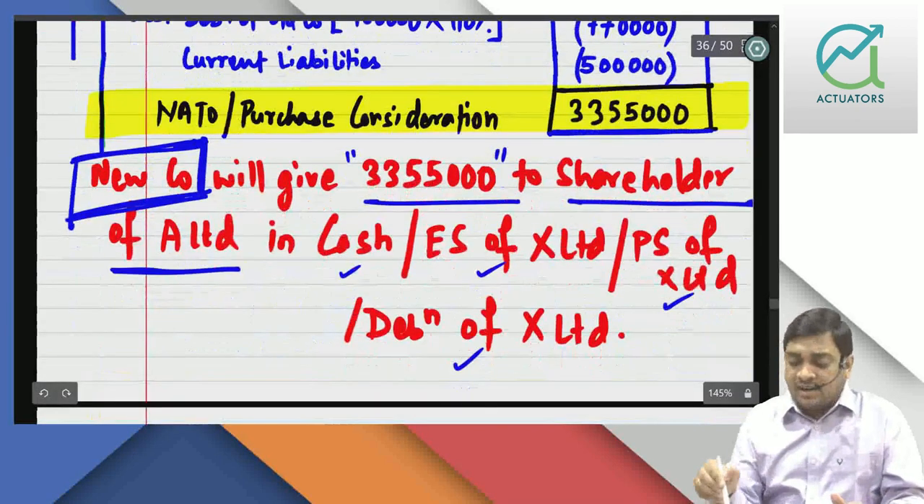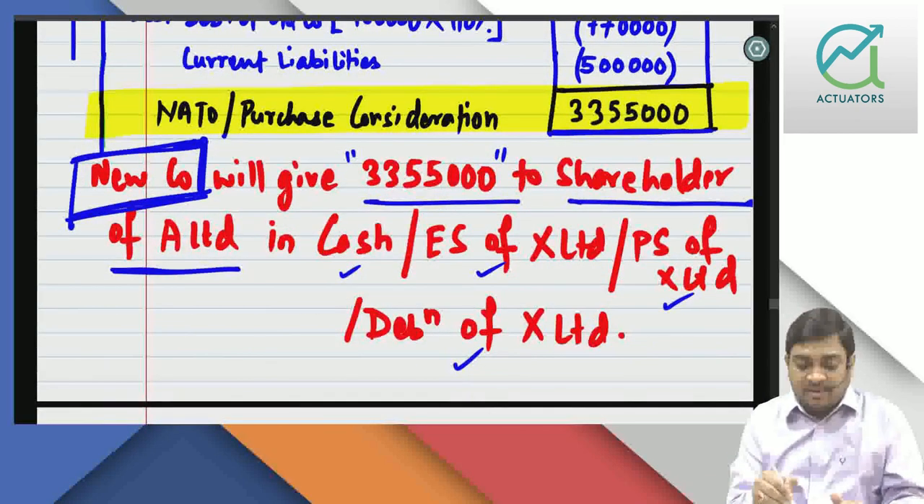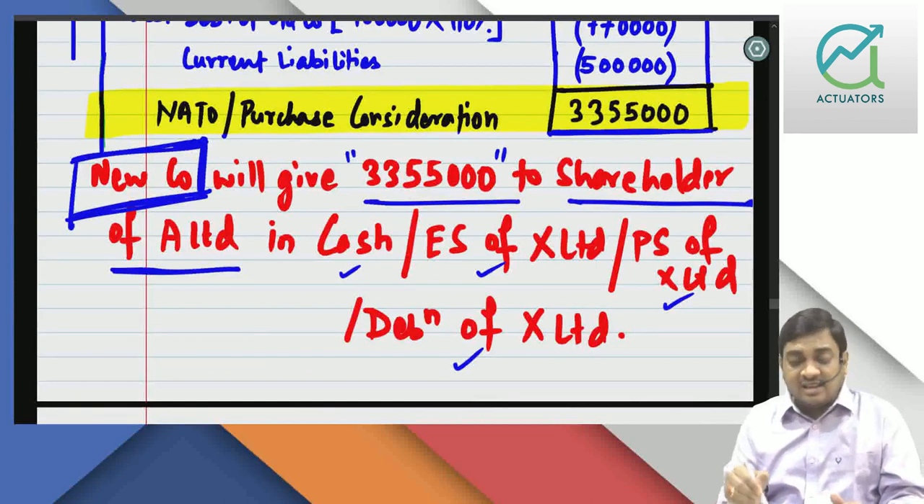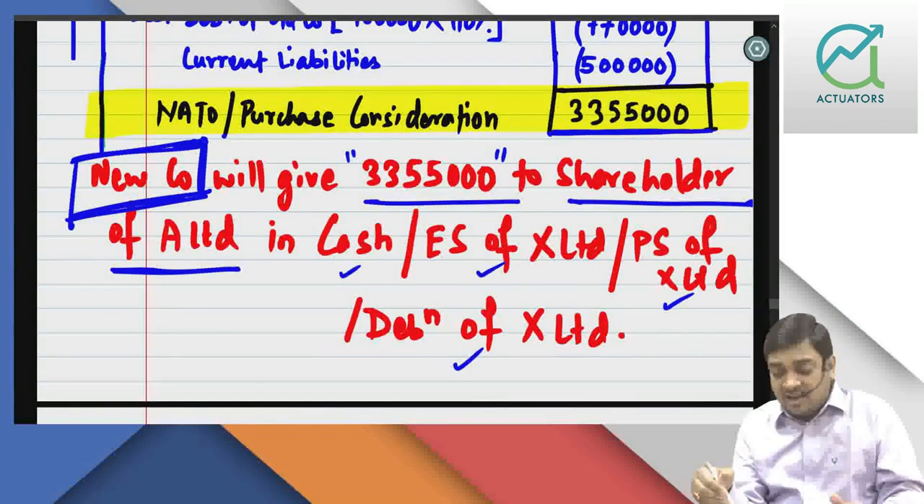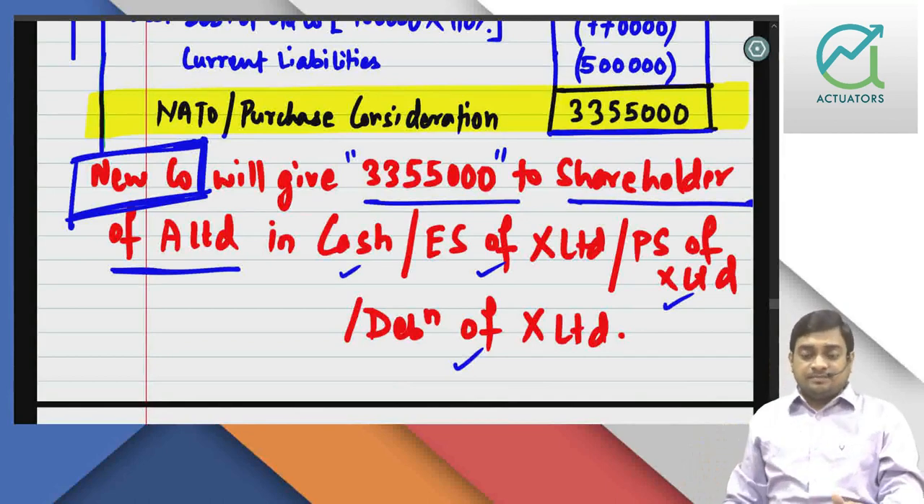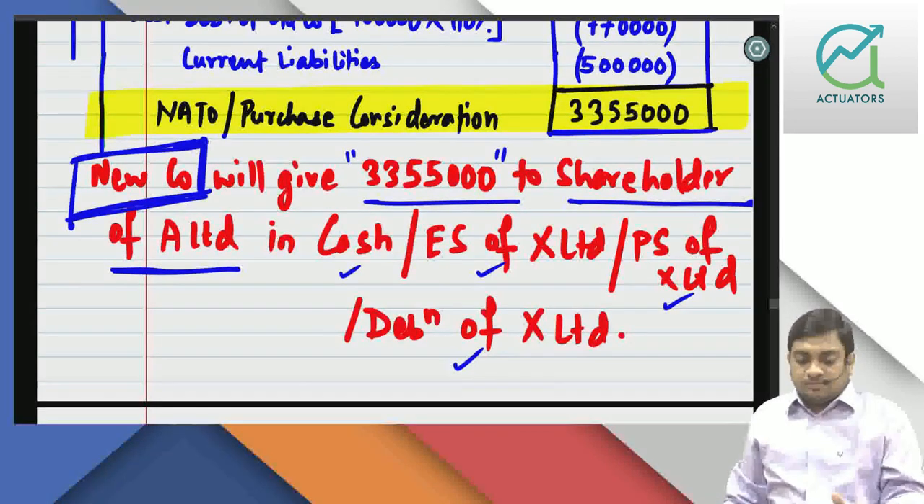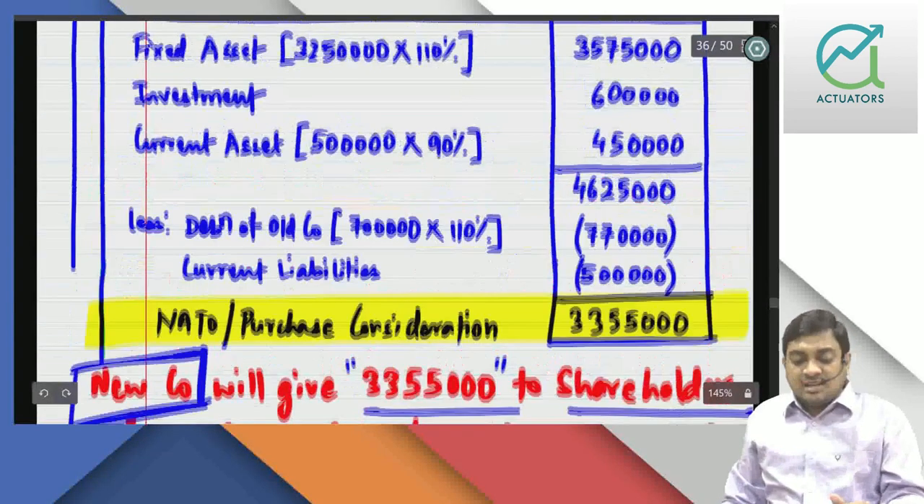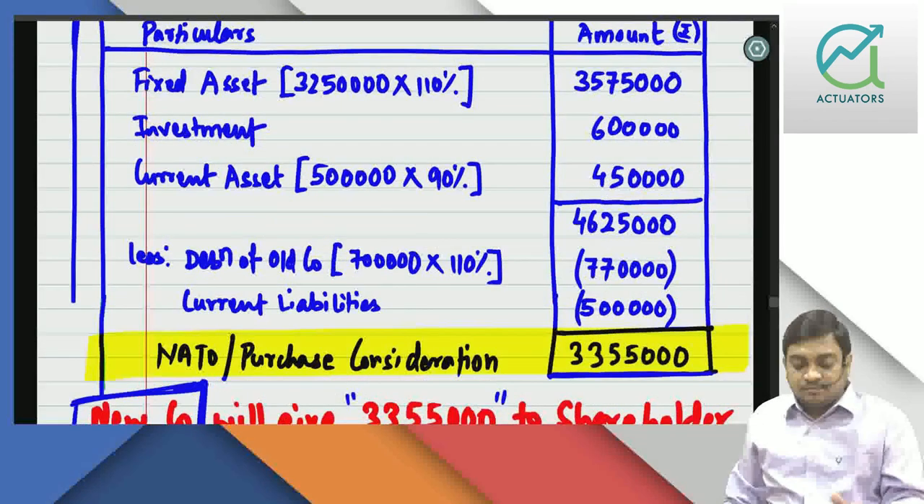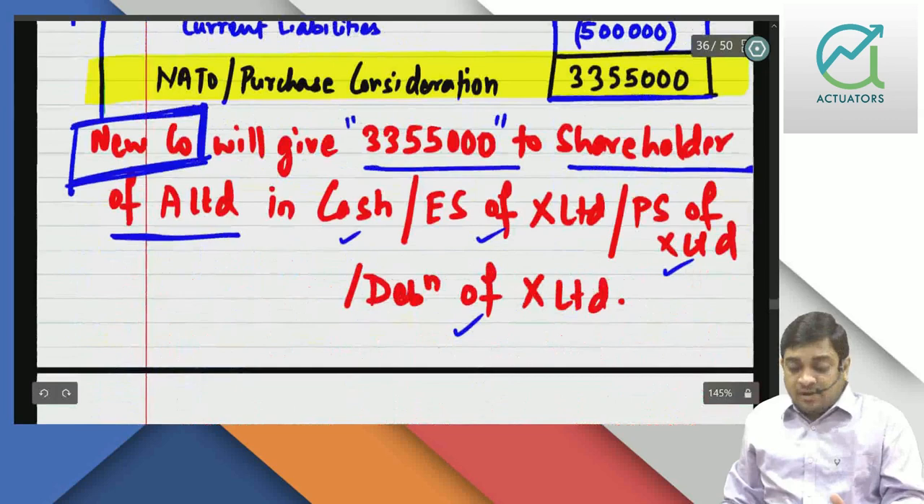Now the new company will give 33,50,000 to the shareholders of A Limited in either cash, or they will give their own shares, or they will give their own debentures. Is that fine? Are you getting my point?